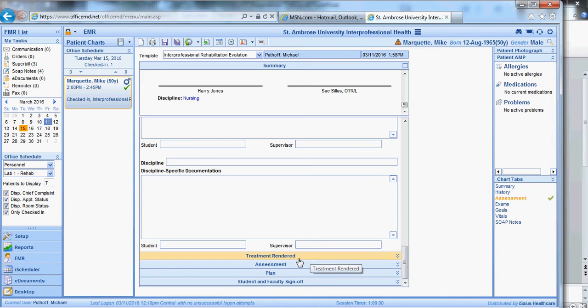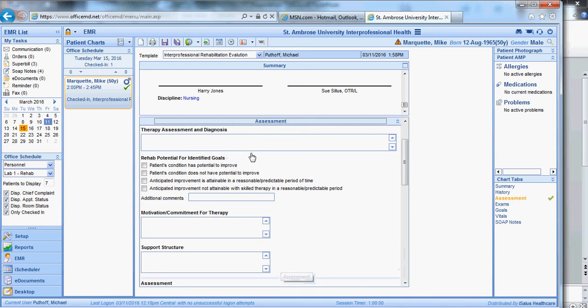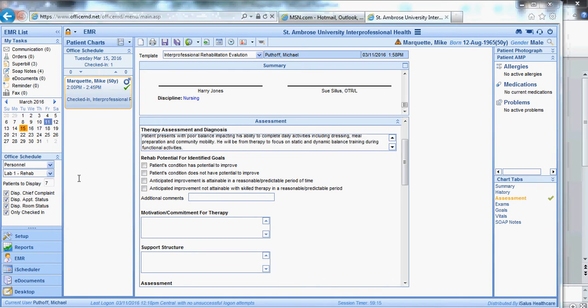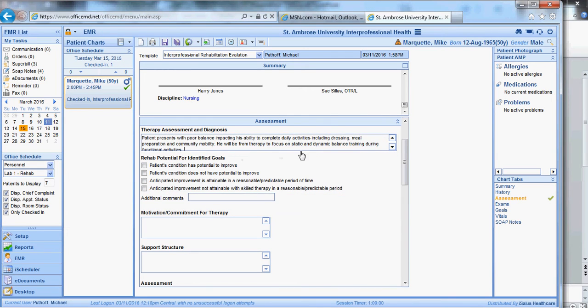Treatment rendered, skip over that. There's really no need to do that. Assessment. This is where the students and the faculty advisor should be coming together and figuring out what's going on. So our therapy diagnosis, we would write in here, and this is something that all the professionals contributed to. And it can be something very direct about what the patient's problems are, what's impacting. This is where the assessment comes together.